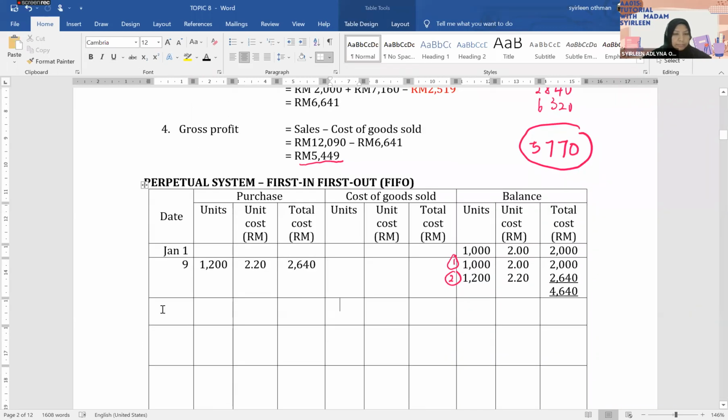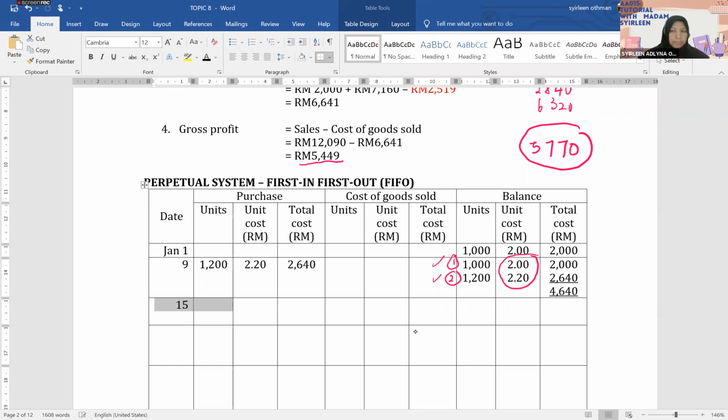Alright, on the 15 kita jual. So kita nak jual 1,200. So this is first in first out. First in first out 1,200. That means kita akan ambil 1,000 daripada inventory yang pertama, and then balance 200 daripada the second batch of the inventory. So harga ialah harga yang ini ya.